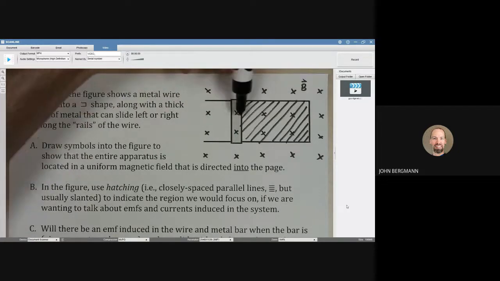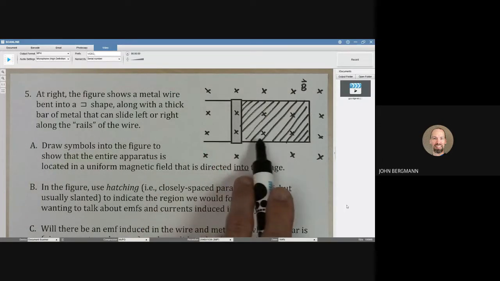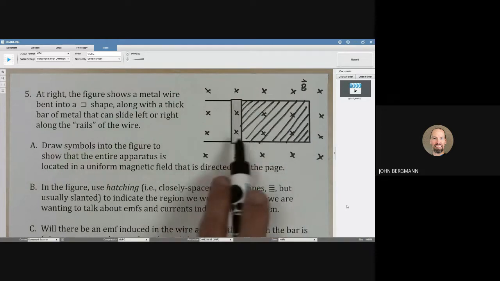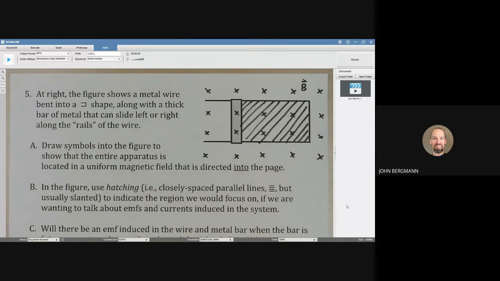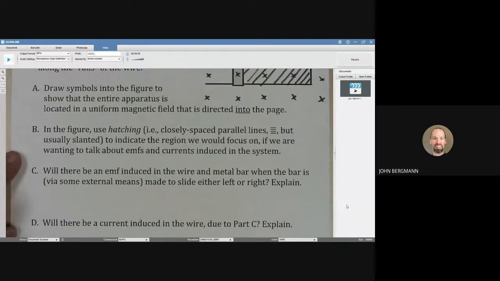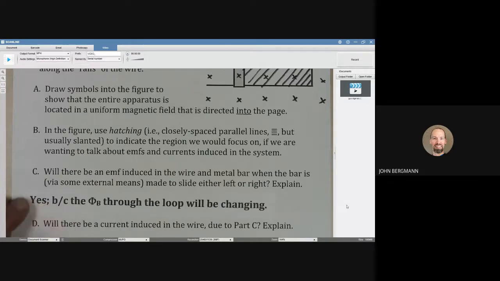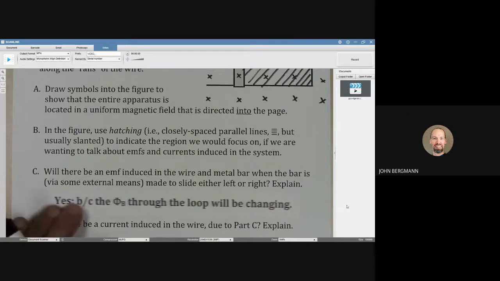This loop area, you see, we could change that, couldn't we? We said that this thick bit of metal can slide to the right, it can slide to the left. So the window here can change in size as we slide that thick bar of metal left or right. Will there be an EMF induced in the wire and the metal bar when the bar is, via some external means, made to slide either left or right? And that would be yes, because the flux through the loop will be changing.